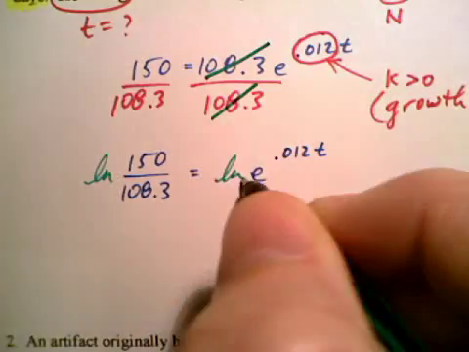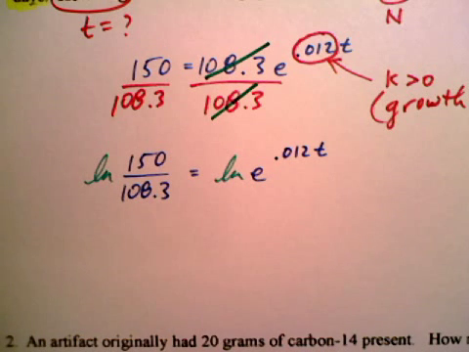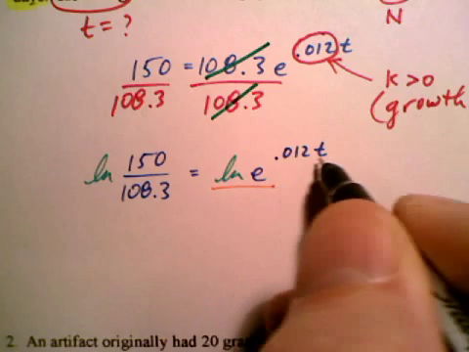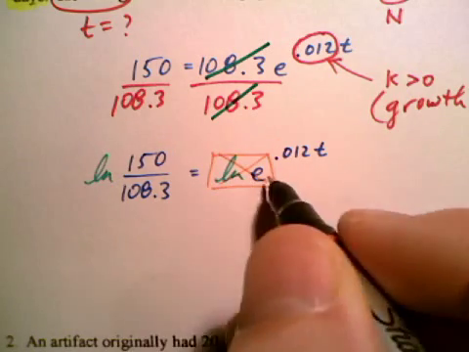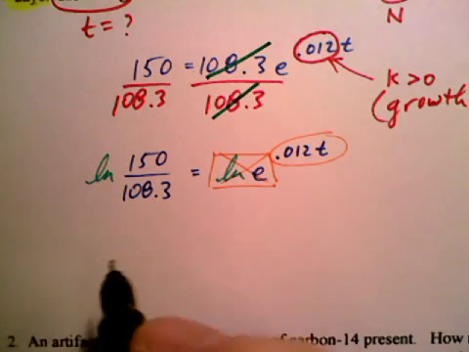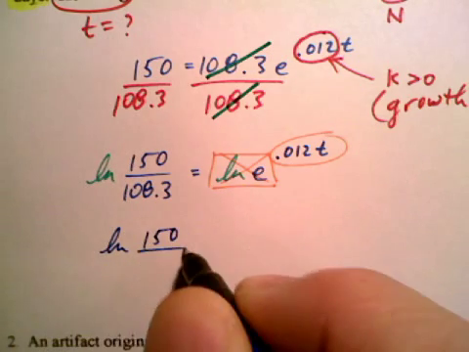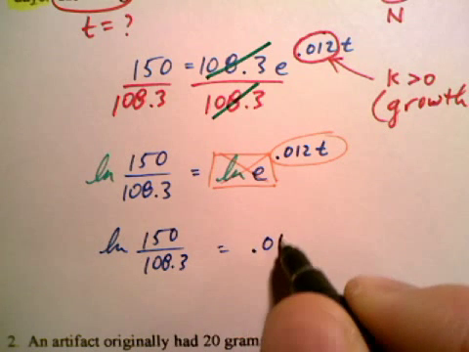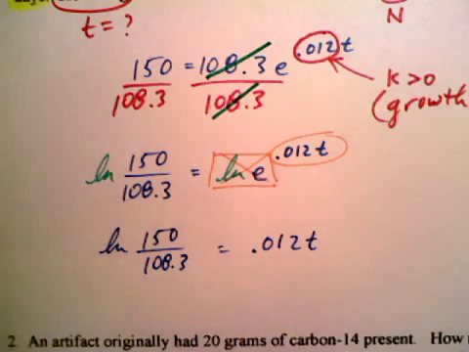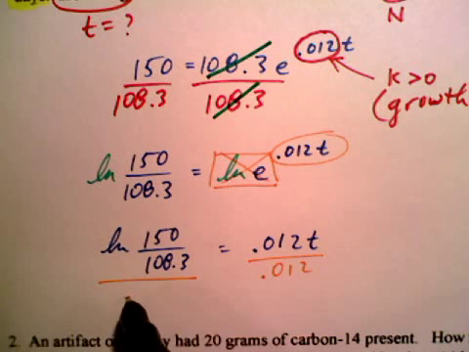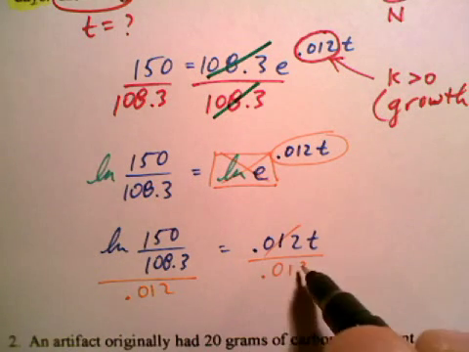So just be careful. We're going to take the log of both sides, and I still am seeing some of you guys not knowing what to do on this side here. ln of e to something. Okay, basically ln of e to something means the ln and the e are going to cancel out, and you're just going to get the something. Okay, so we get ln of 150 over 108.3 equals 0.012 times t, and then we divide both sides by 0.012, and that's our value for t.